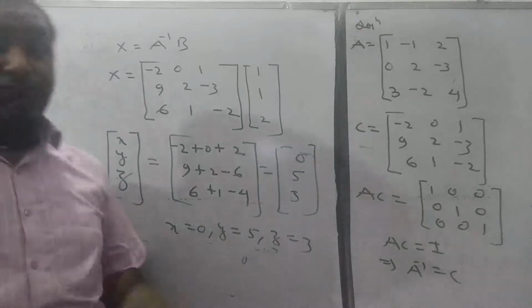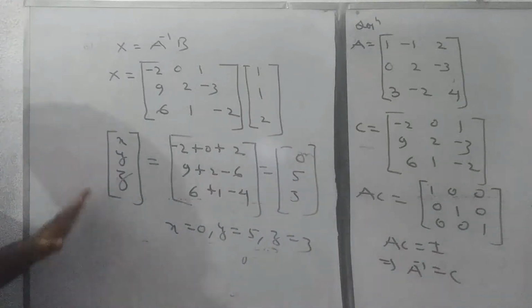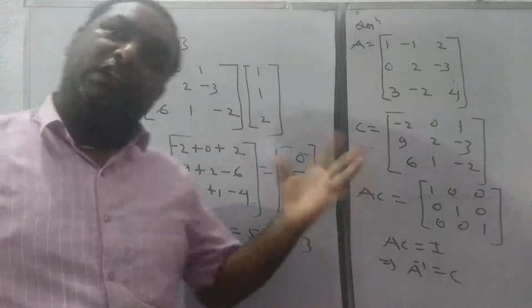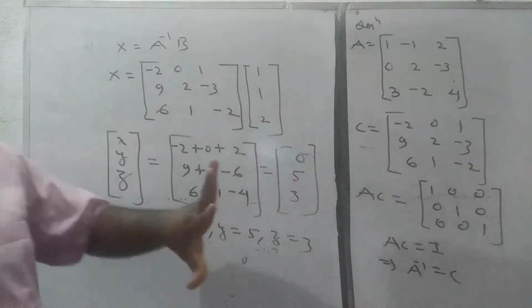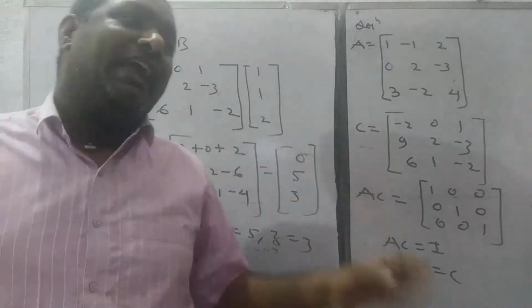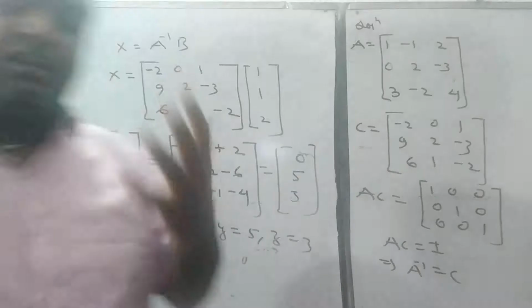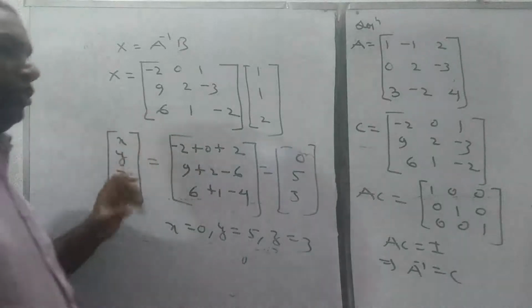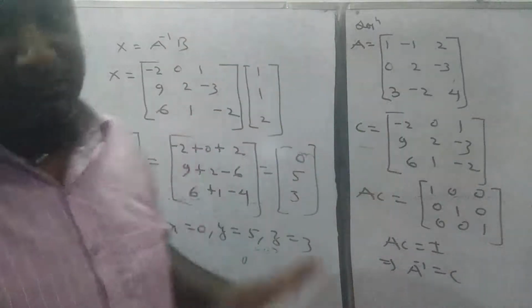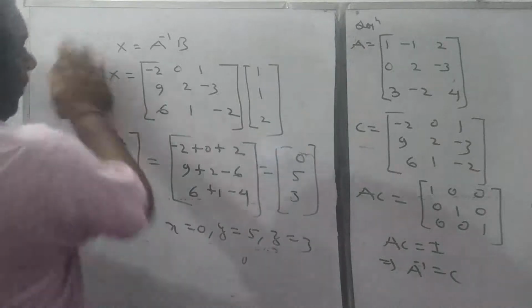So this is a different question from the other three categories. This is a really different question, and whenever you see language like use the product or find the product to solve the equation, it means there is no need of going through the adjoint, A inverse, cofactor. You use the product to find the A inverse. That's the motto of this question.